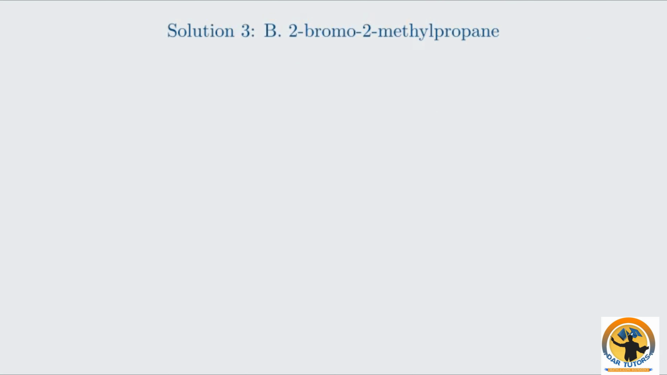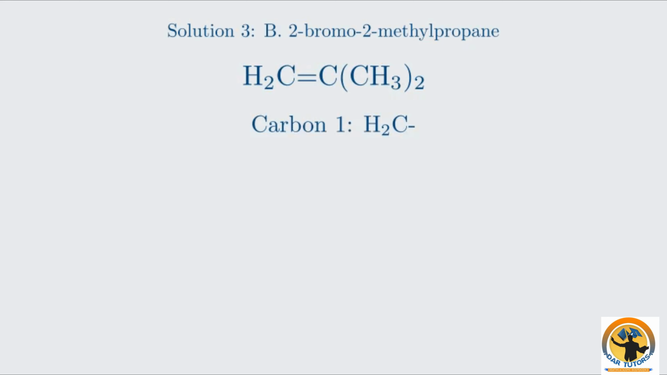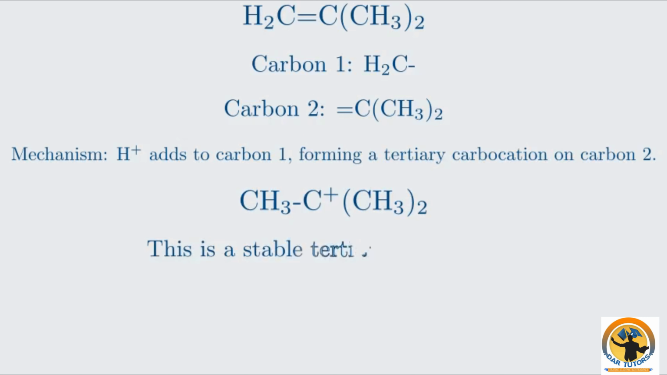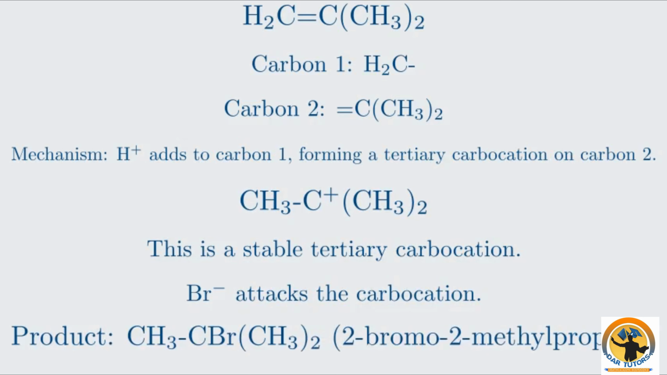Let's draw 2-methylpropene. The double bond is between carbon 1, which has 2 hydrogens, and carbon 2, which has no hydrogens attached to it. According to Markovnikov's rule, the hydrogen from HBr will add to the carbon with more hydrogens, which is carbon 1. Adding hydrogen to carbon 1 forms a tertiary carbocation on carbon 2, which is the most stable type of carbocation. The bromine then attacks this stable tertiary carbocation to form 2-bromo-2-methylpropane. Therefore, option B is the correct answer.